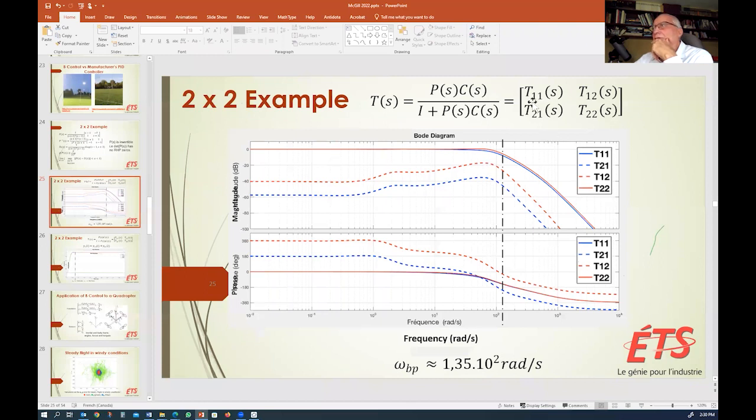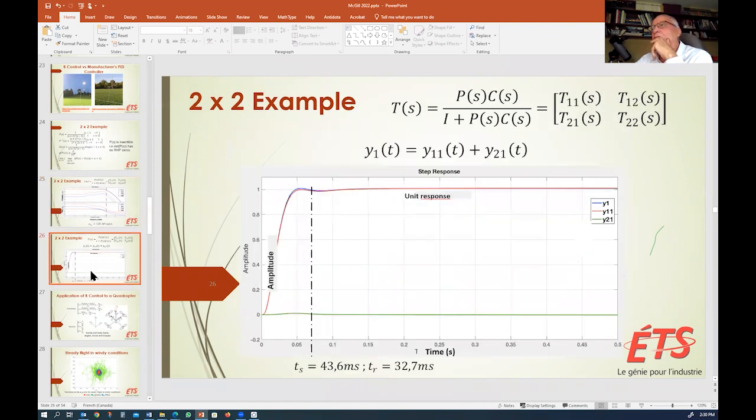You see, you have here the closed loop of the multivariable system. It's a 2x2 system. T11 is 0 dB. T22 is 0 dB, but the couplings T12 and T21 are 40 and 60 dB lower, which means I'm getting really diagonal transmission in here.